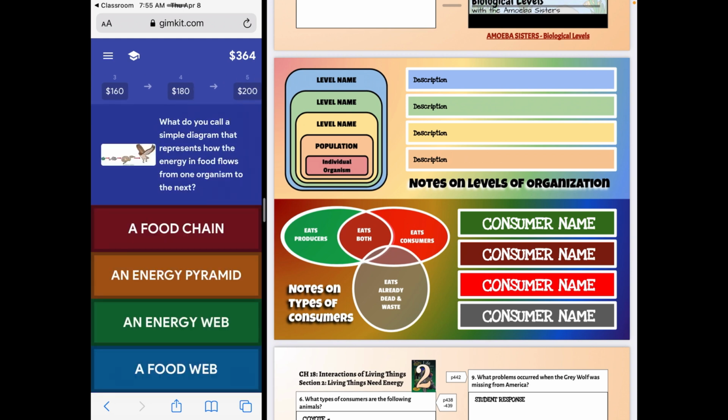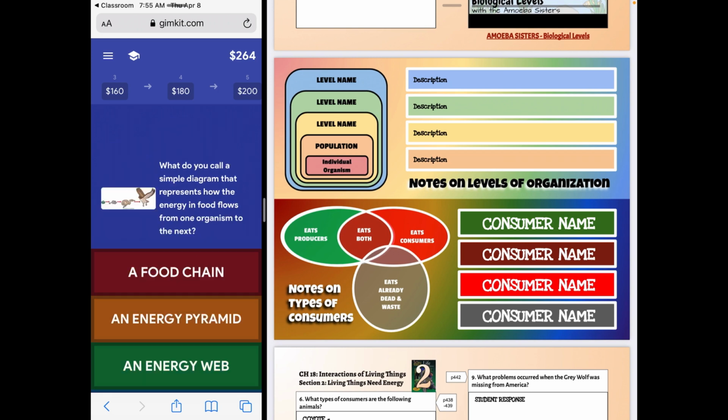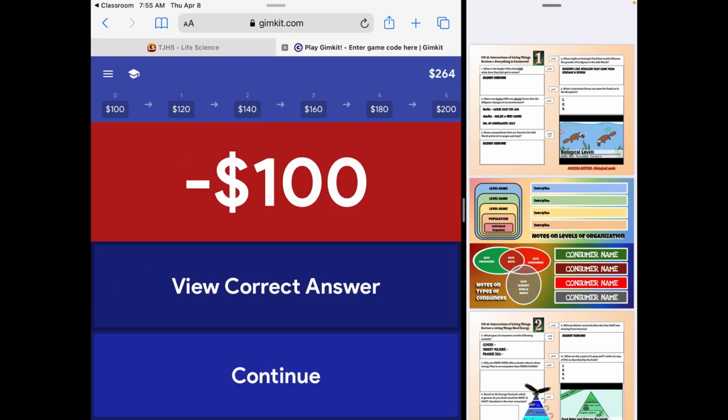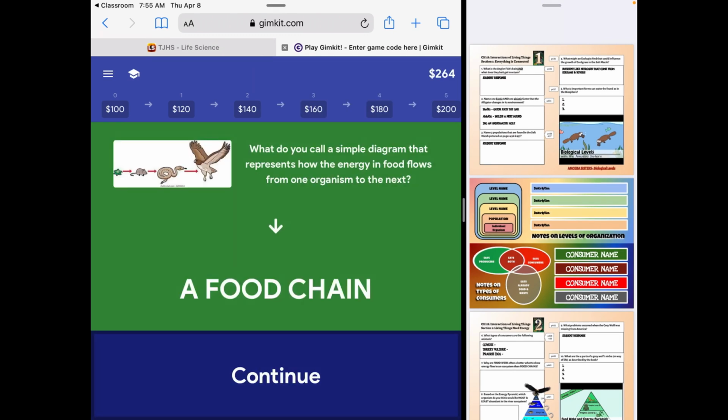And then continue. What do you call a simple diagram? So it is a food chain, but if I pick the wrong answer, oh no, I can view the correct answer. So please, please, please do that. If you leave the game, it will remember where you were at.